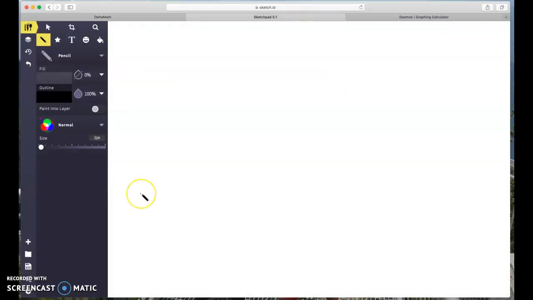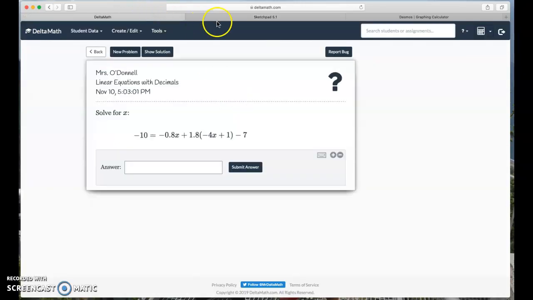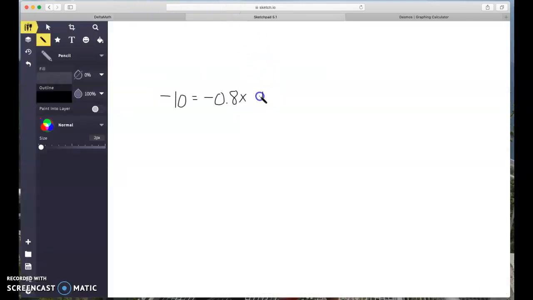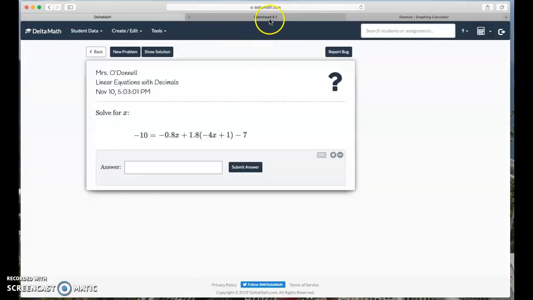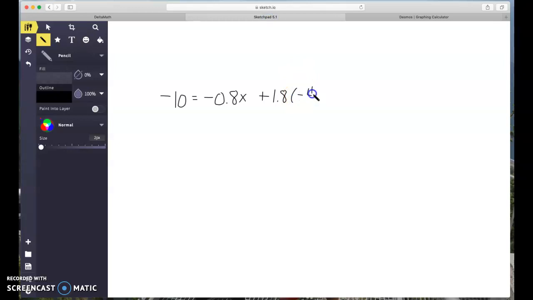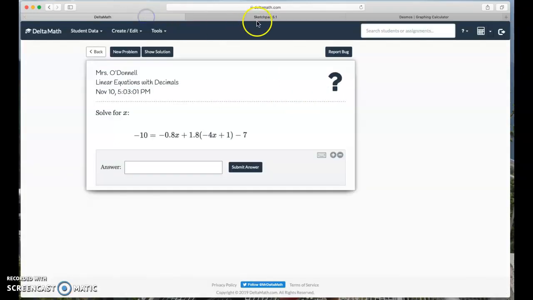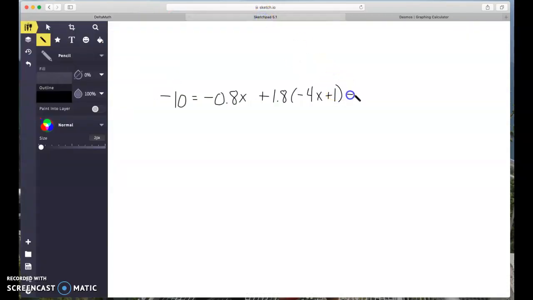All right, so we're going to come over here to our scratch pad and write this down. So negative 10 equals negative 0.8x plus 1.8 times negative 4x plus 1 and minus 7. Okay, so first thing we need to do is simplify this a little bit.